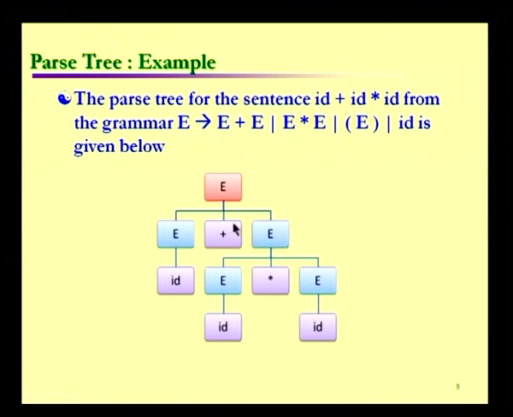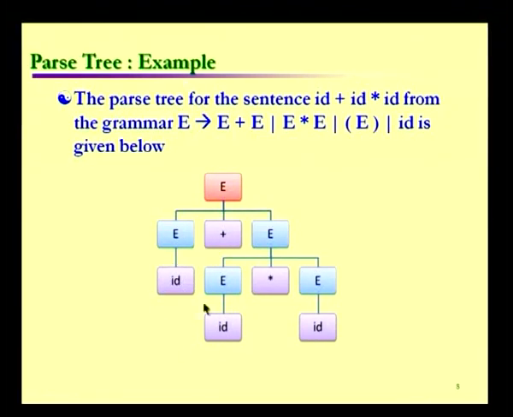In the second step, we find that the first E has been expanded to ID and the second E has been expanded to E star E, as it is going to be the expression we wanted to have. Then the first E of that is expanded to ID, and finally the other E is also expanded to ID. Collecting the leaf nodes, all these colored nodes, we get ID plus ID star ID.